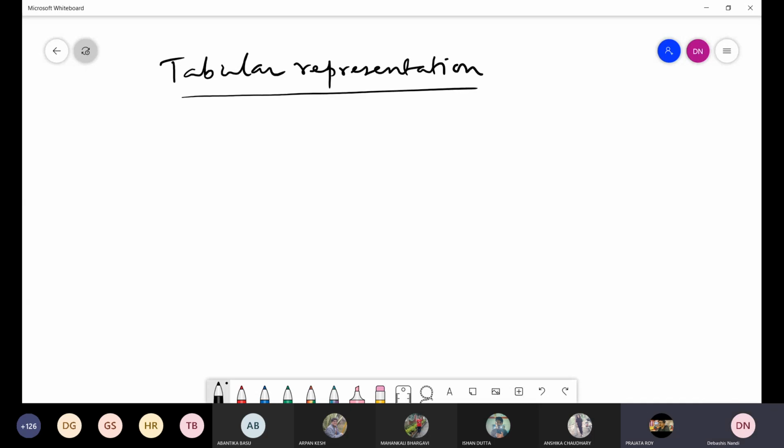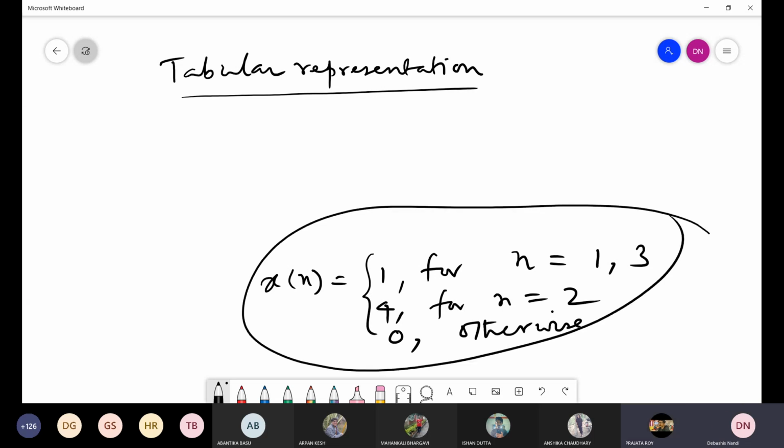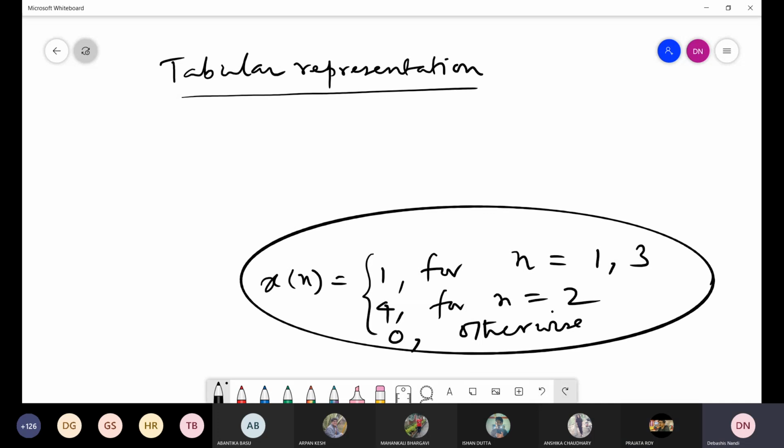Sir, the functional representation is xn equal to 1 for n is equal to 1, 3. I wrote like this, na? Yes, sir. Is that the functional representation, sir? Not this one. It is 4 for n is equal to 2, and 0 otherwise. So this whole thing is the functional representation. Okay, sir.